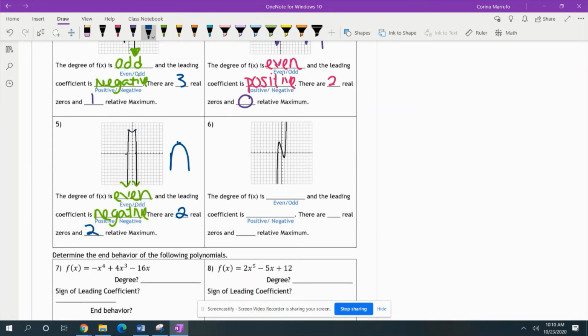Okay, the next one, the degree of f of x is, so if we look at the end behavior, it is pointing down here, but up here. Because the arrows are pointing in opposite directions, this is an odd degree. And the leading coefficient is, because at the very end it is pointing up, reading our graph from left to right, it goes up, this is positive.